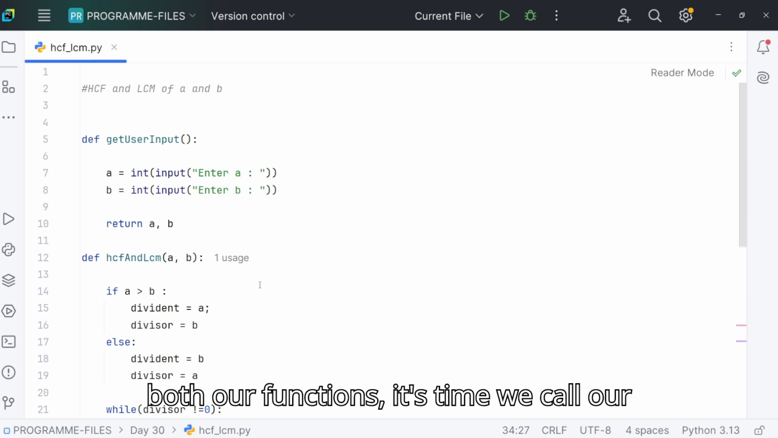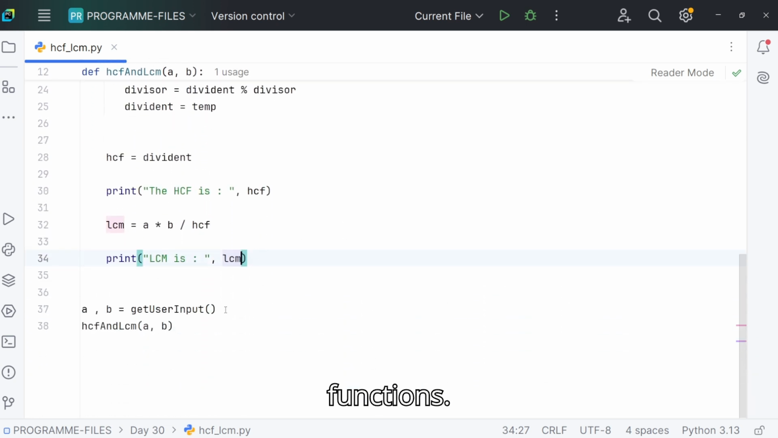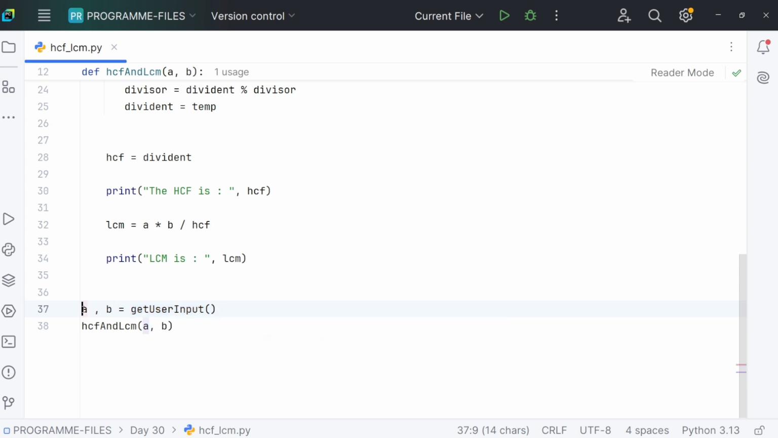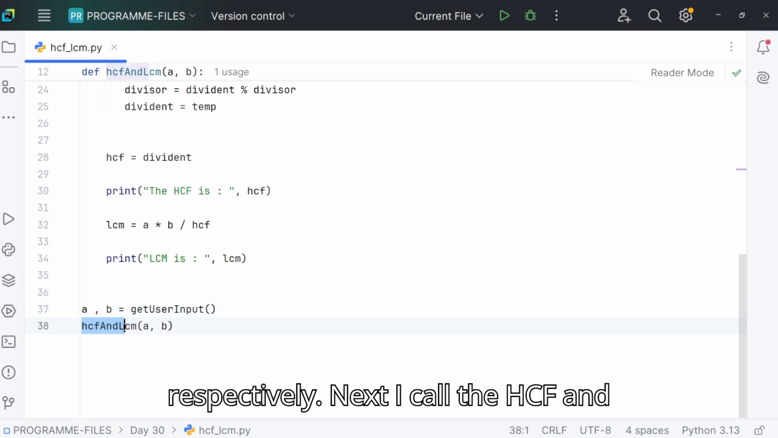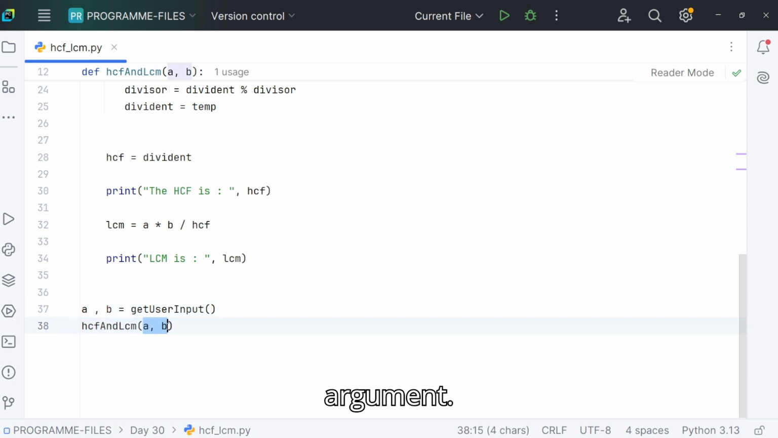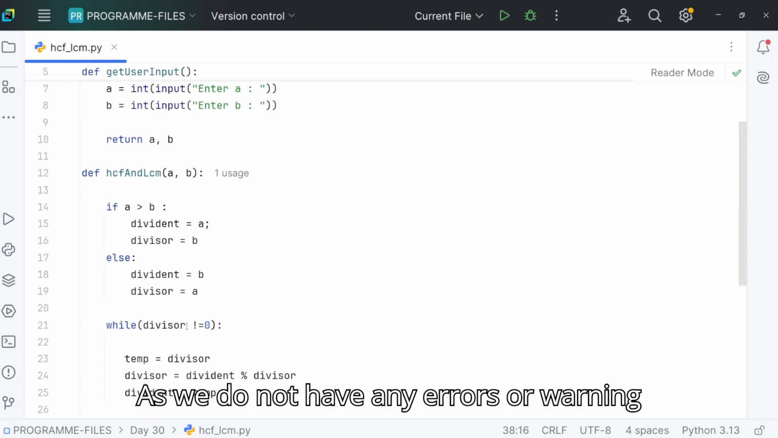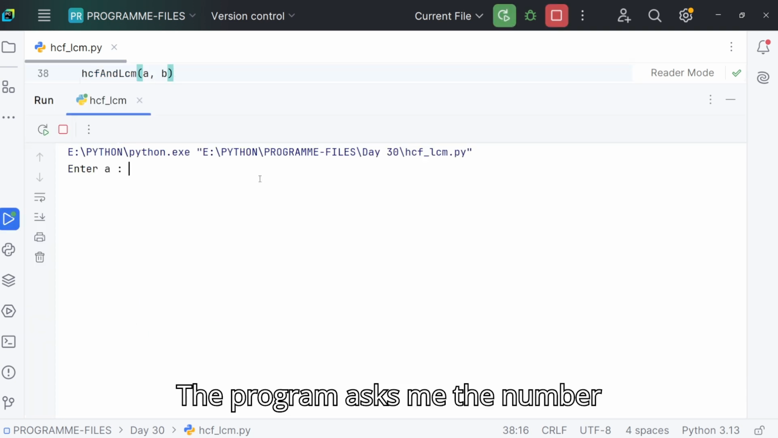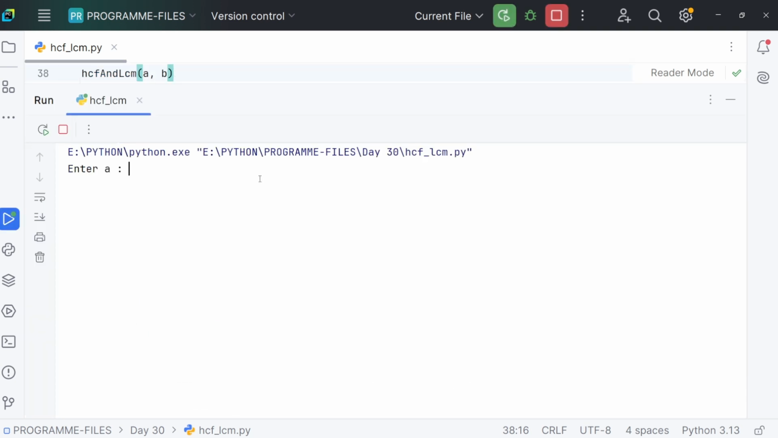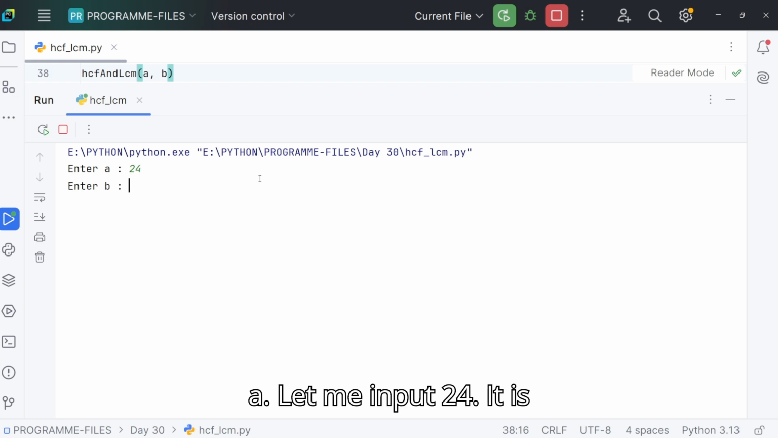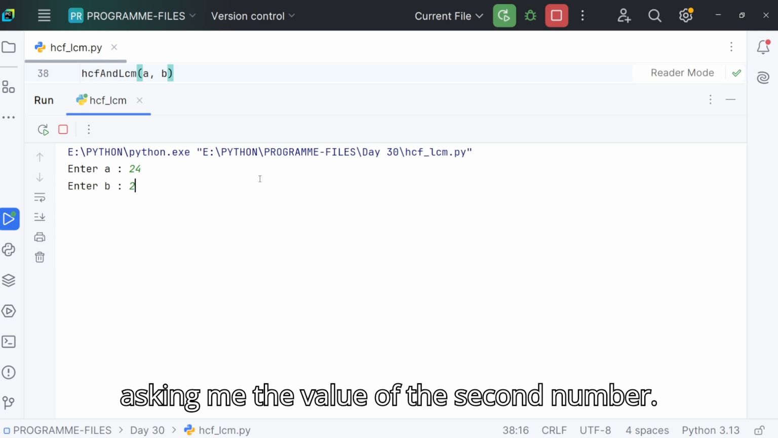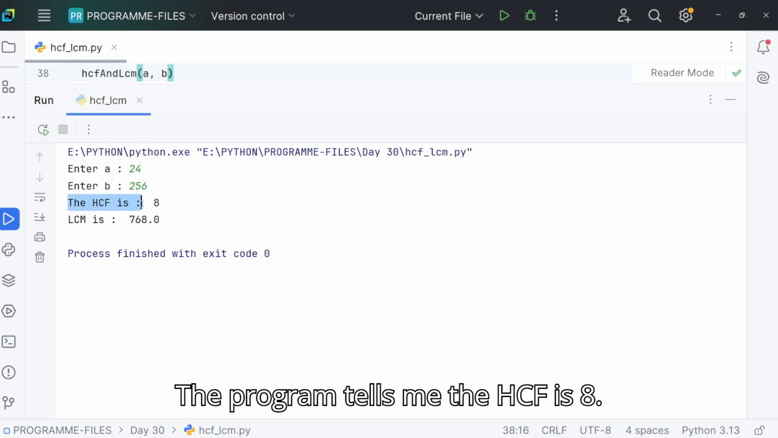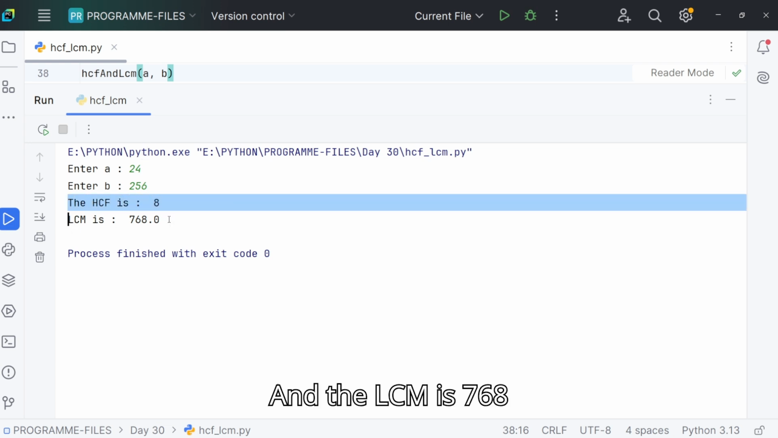Now that we have defined both our functions, it's time we call our functions. I call the getUserInput function and store the return values in a and b respectively. Next, I call the HCF and LCM function and pass a and b as the arguments. As we do not have any errors or warning signals, let's run the program. The program asks me for the number a. Let me input 24. It is asking me the value of the second number. Let me input 256. The program tells me the HCF is 8 and the LCM is 768.